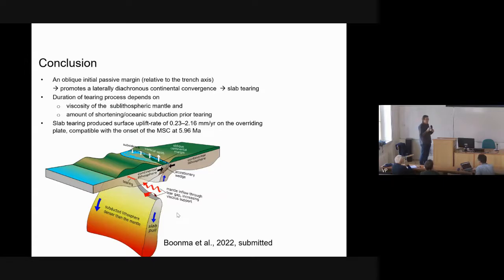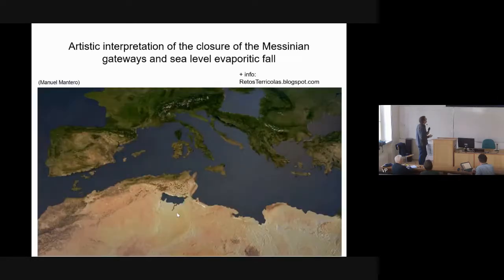Okay, so the idea is that the slab tearing might be responsible for the uplift of the basins, and at the same time you are downlifting the area of the Strait of Gibraltar, and that would allow the later overtopping of Atlantic waters that you need to explain why the Mediterranean is refilled.